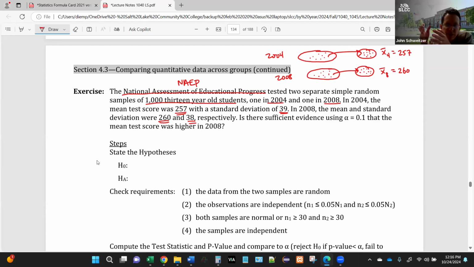So it looks like maybe there's something there, but who knows? Maybe it's just 3 points. Maybe that's not statistically significant. But we don't know until we have a p-value, right?